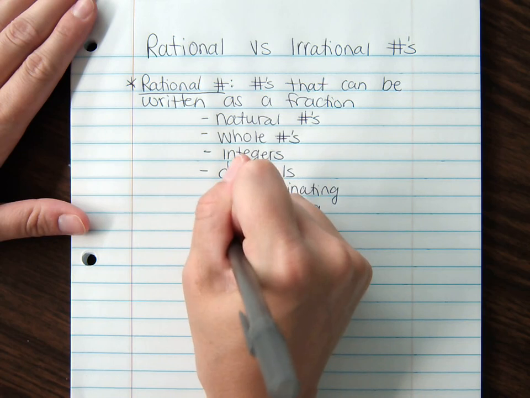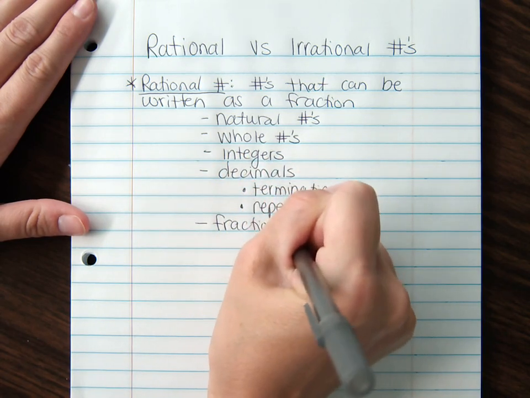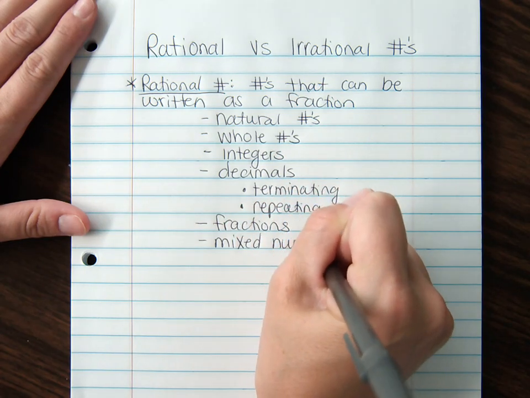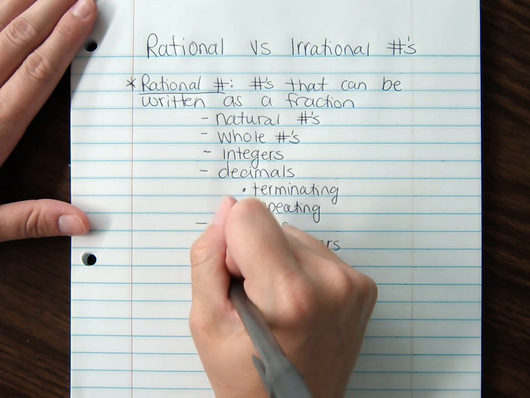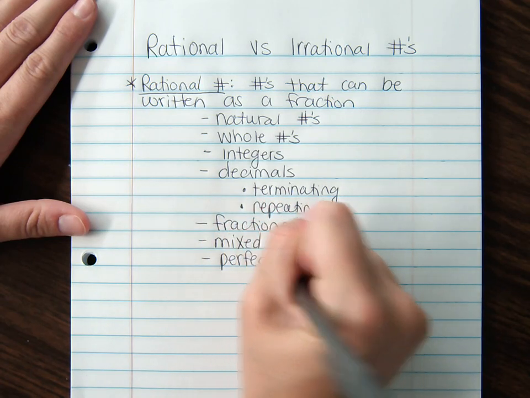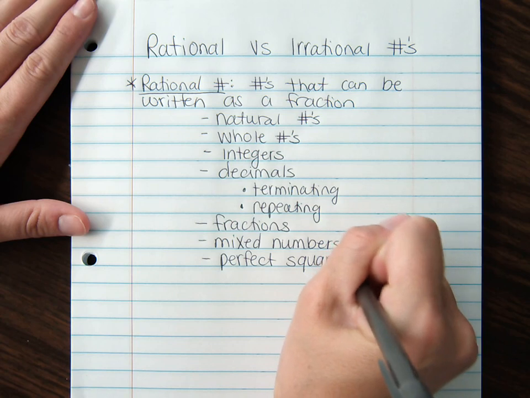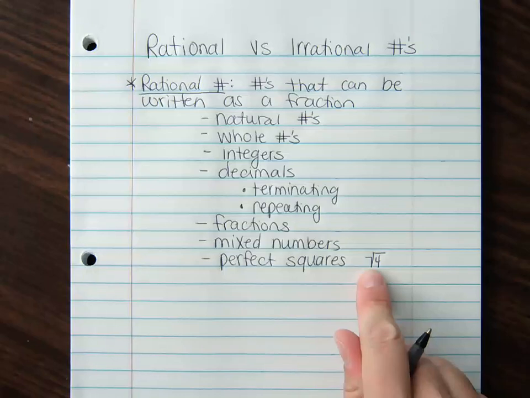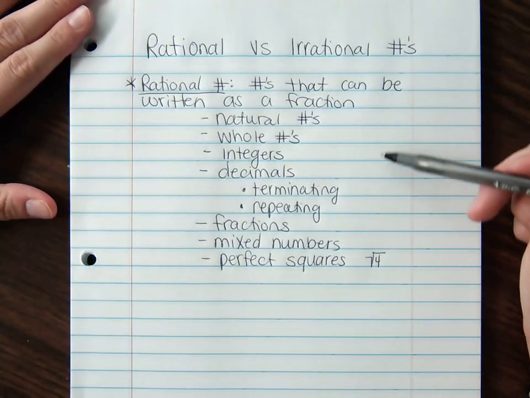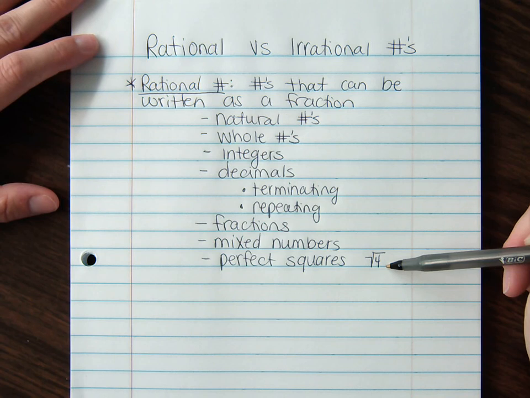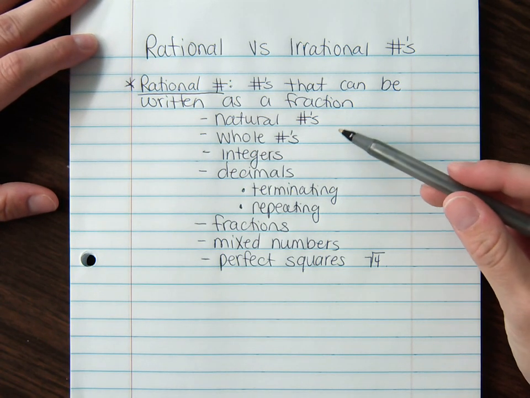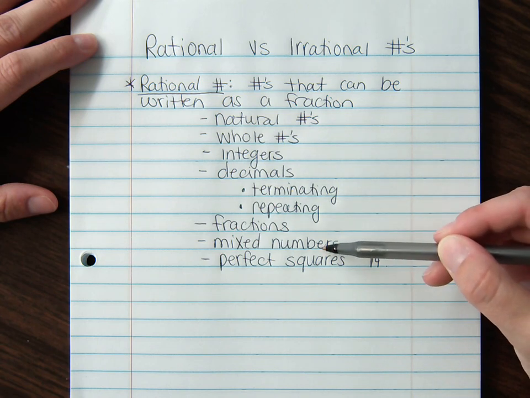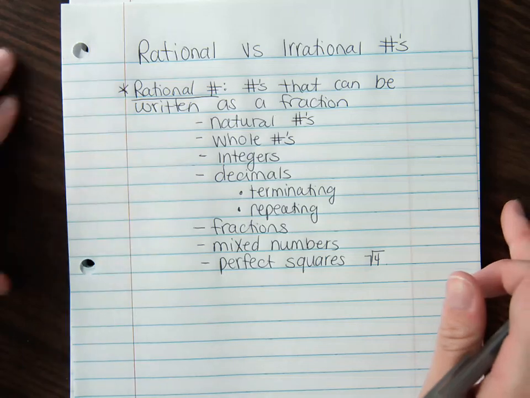You have fractions, you have mixed numbers, and you have perfect squares. And remember, your perfect squares is like the square root of 4 because 2 times 2 is 4. So all of these different types of numbers are rational. Natural numbers, whole numbers, integers, terminating decimals, repeating decimals, fractions, mixed numbers, and perfect squares.